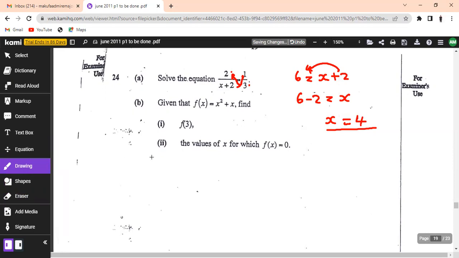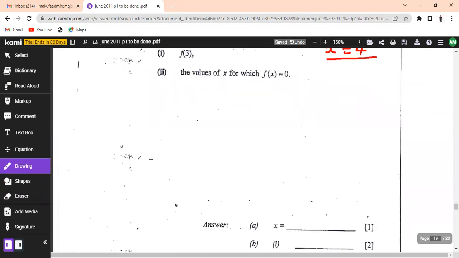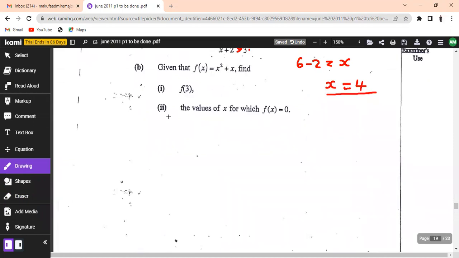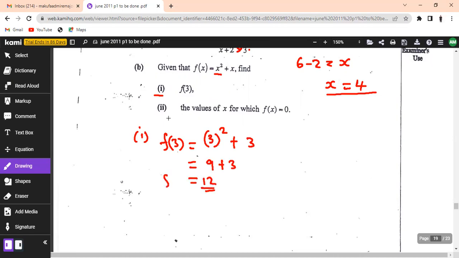Okay, on number 24B, we are now given the function f of x, which is x squared plus x. And the first question is to find f of 3. Guys, I told you, whenever you're given a function, substitute the values that you're given. f of 3 simply means in place of x, go and substitute 3. So f of 3, in place of x, I'm going to substitute 3 here. That is 3 squared plus 3. And 3 squared, that's 3 times 3, which is 9, plus 3, which is going to give us 12. So that's your f of 3 here.